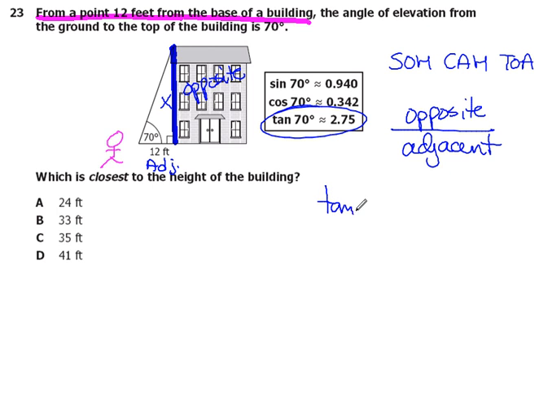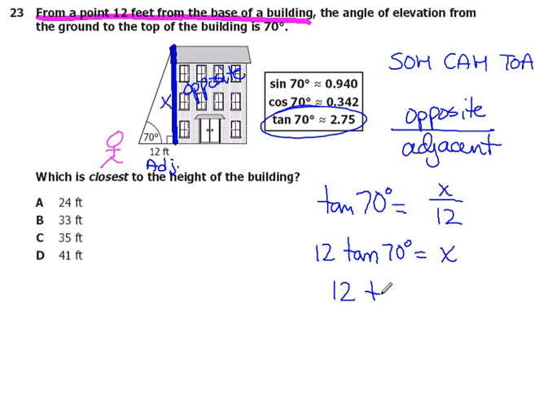So I'm going to use that to help me solve this problem. Tangent of 70 degrees is opposite, which I don't know, so that's x, over adjacent, which is 12. To solve for x, I multiply both sides by 12, and then I make the substitution for tangent of 70 degrees. In its place, I put 2.75. That's going to be 33 when I multiply those two together. So which is closest to the height of the building? The correct choice is choice B, 33 feet.